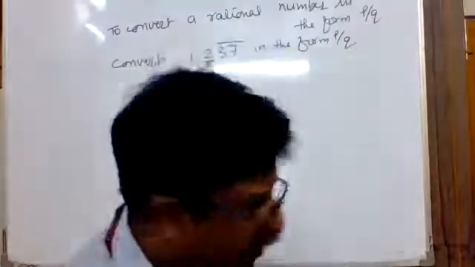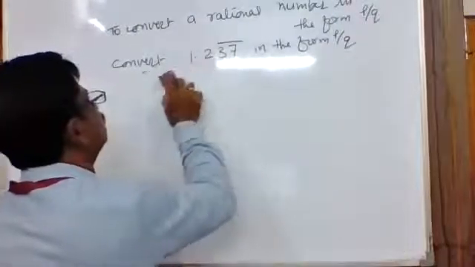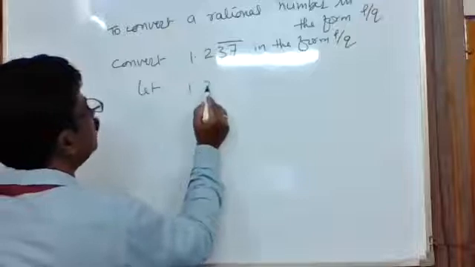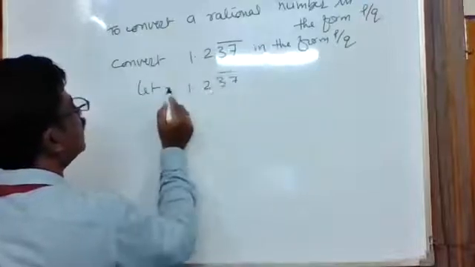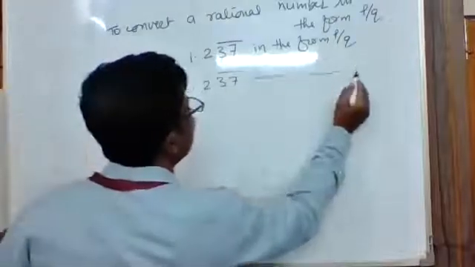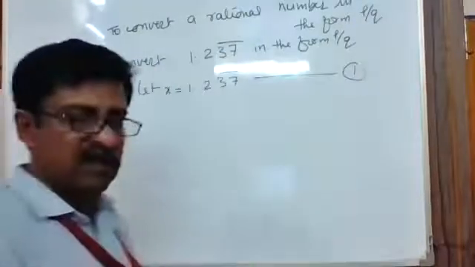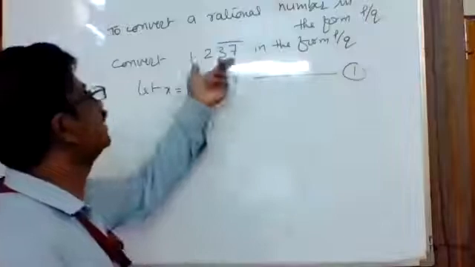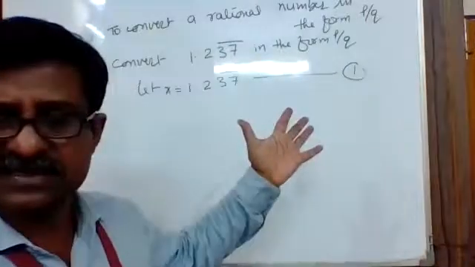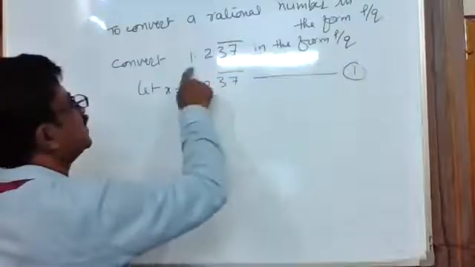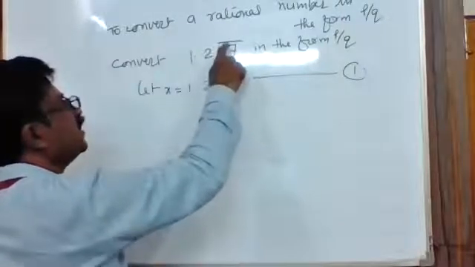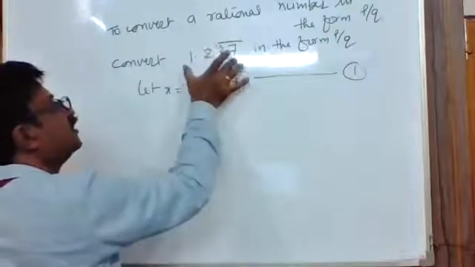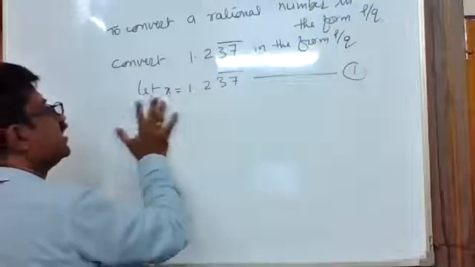Clear? Now, while solving this question, let the number 1.237 be X. This is the first equation we have given. Whatever the question is, I've copied it as X. 1.237, this was the question. The bar is over 3 and 7. 2 was the number which was not having the bar. We have copied the question as it is and we have named that number X.